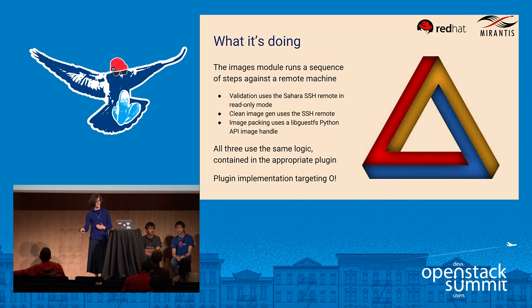So what it's doing is that this images module that we wrote is running this sequence of steps against a remote machine. On the server side, it's using the same Sahara SSH remote as we've always used. But on the image packing side, it's actually using a libguestfs Python API image handle.